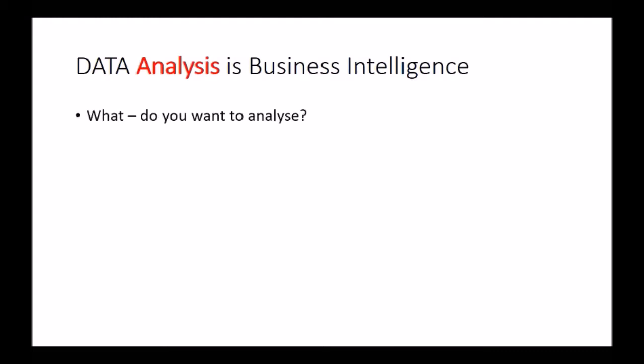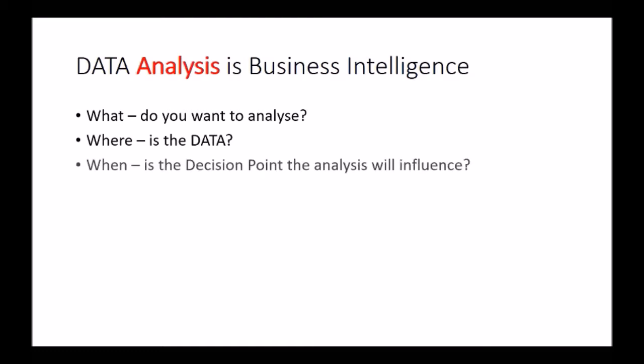Now, the first thing we need to do is ask ourselves some questions when we're looking at this. So we need to ask, first of all, what is it that we want to analyze? And by this I mean, what business process do we need to analyze? Once we know what business process, we then say, where is the associated data? Not all of our data, just the data that's relevant to that process that we're analyzing.